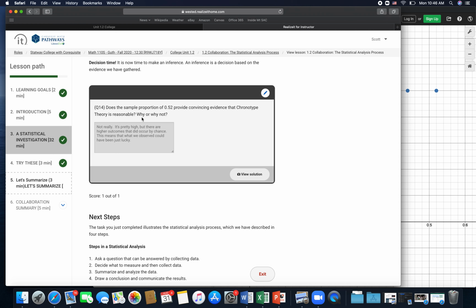But the question is, is the 52% convincing evidence that the theory is reasonable? I just said not really. It's high, but there are higher outcomes that did occur by chance. This means that what we observed could just have been lucky. So there's that.